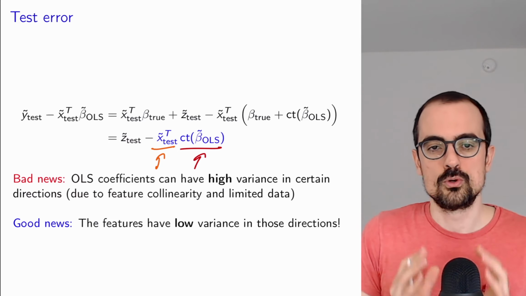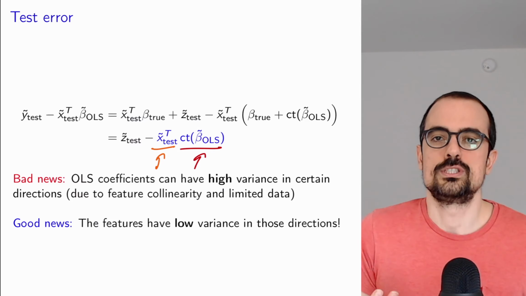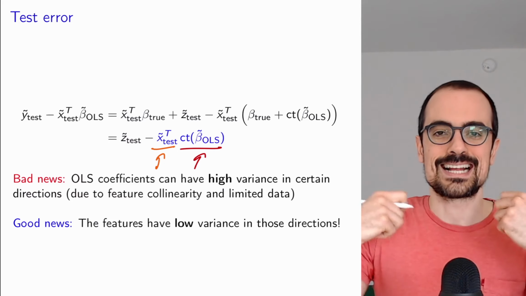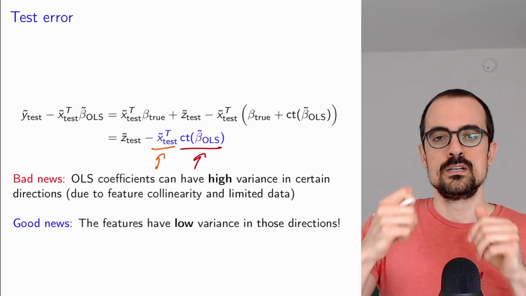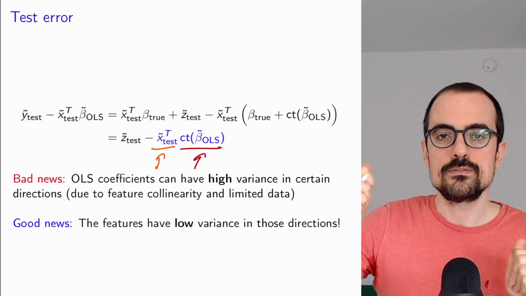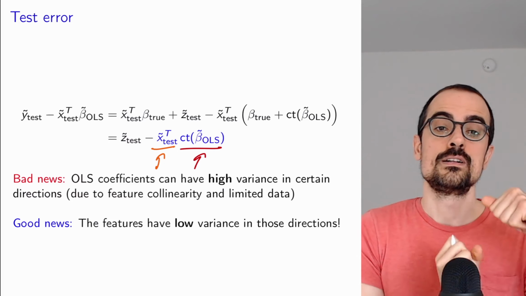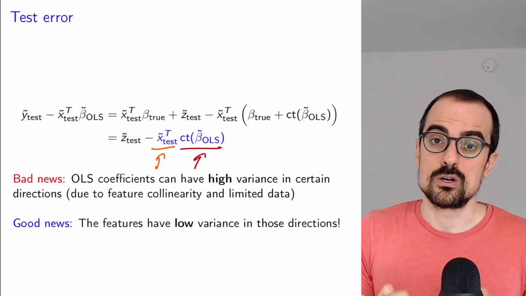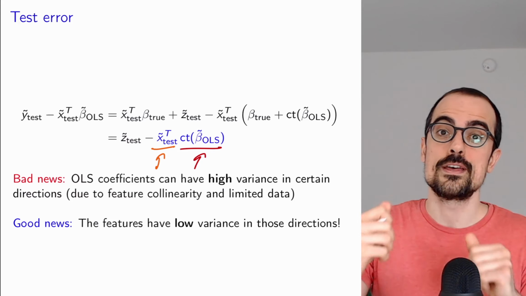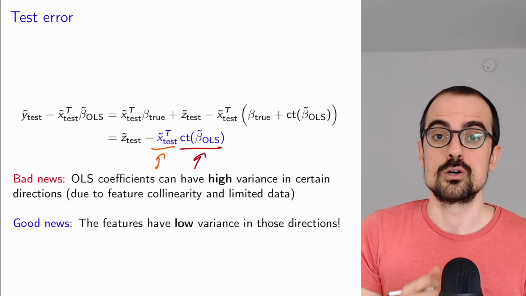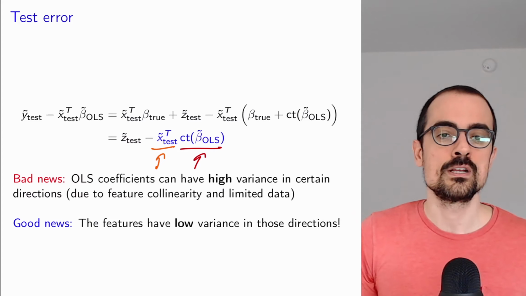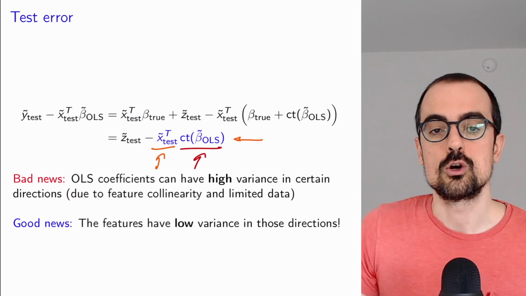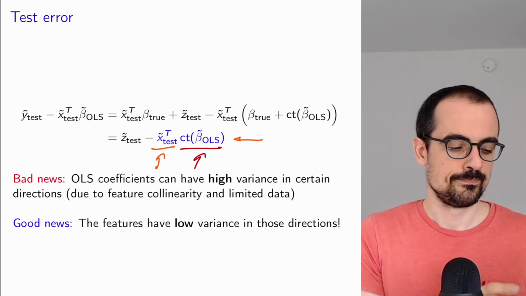Now we're going to prove this mathematically, but I wanted to just start with some intuition about what is going on. And again, what is going on here is that there's a cancellation between the variance of the OLS coefficients and the variance of the test features, because the OLS coefficients have high variance in the directions where the training features have low variance. So if the test features also have low variance in that direction, then this will mitigate the effect of the coefficient error on the test error.